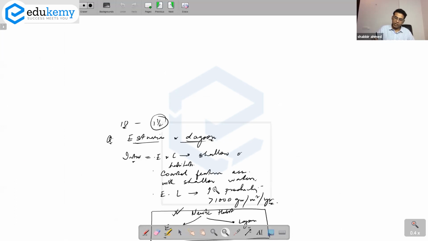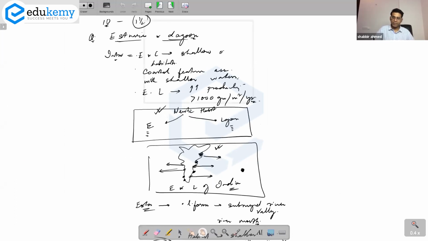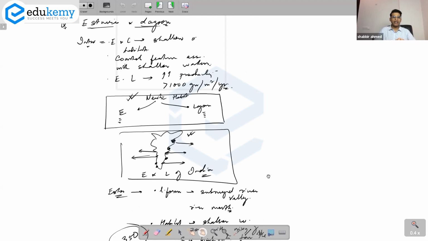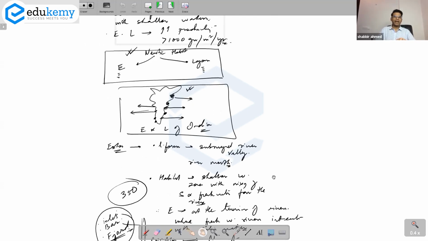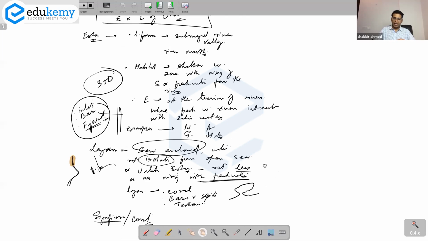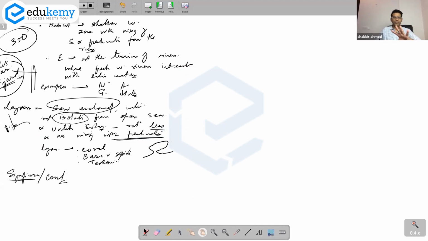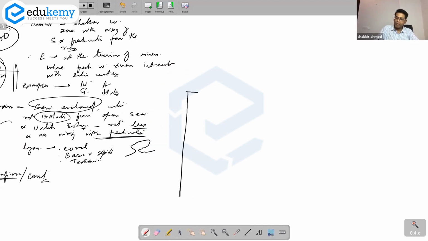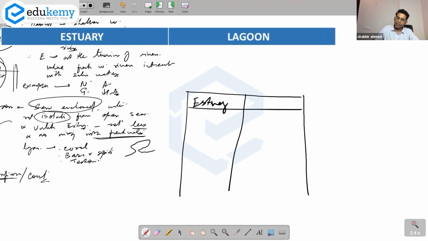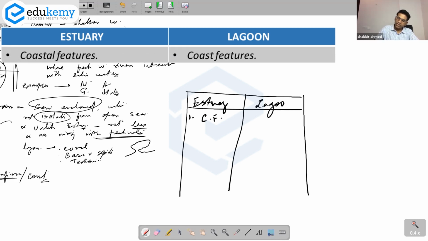So, differentiating estuaries from lagoons. You introduce the idea, give two diagrams, write a paragraph or so on estuaries, and while writing about lagoons, you are comparing. You compare while writing about lagoons or in the significance conclusion. You can do one more thing. If you want to have a bit more of an impact, you could have a table here. Write estuary, write lagoon, coastal features.